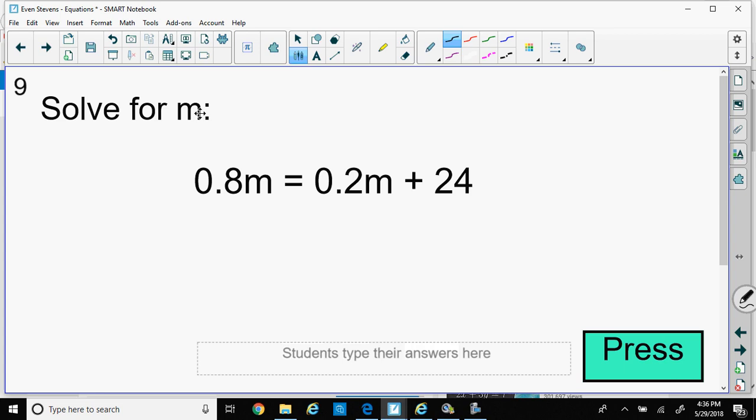This time I tried it with a decimal. Solve for m. So again, same process, get your letters together and solve for the letter m.